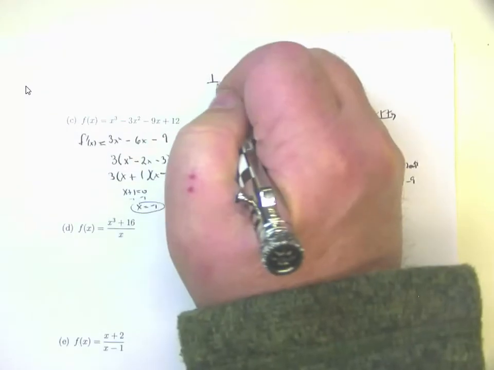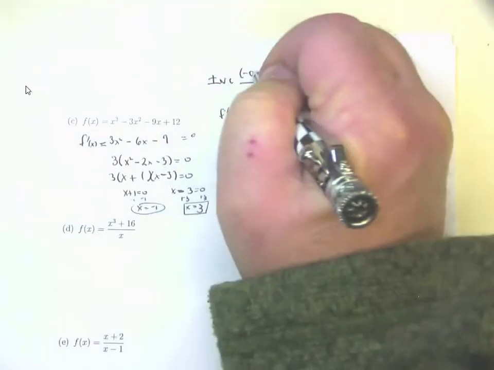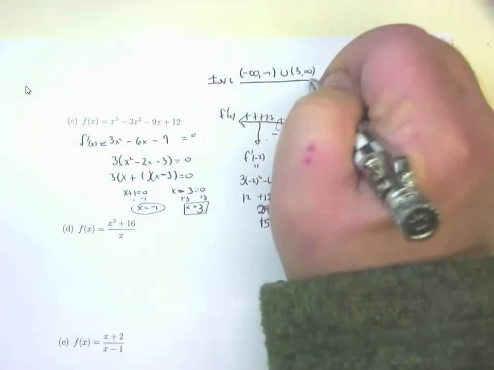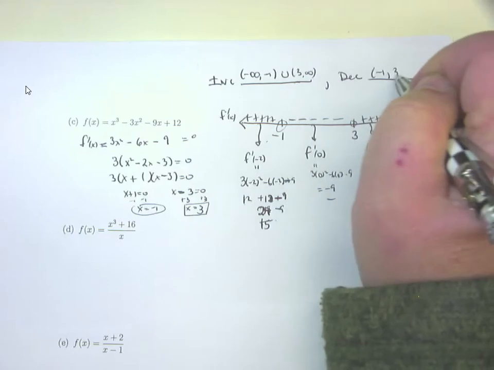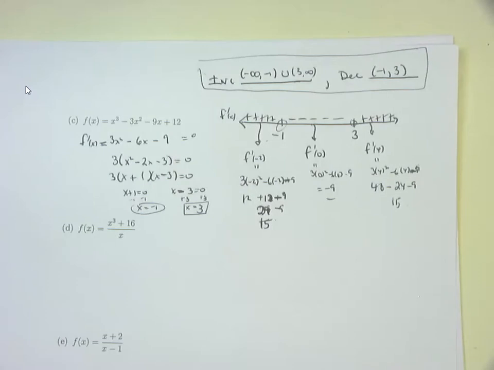My function is increasing on the interval between -infinity to -1, union 3 to infinity, and it is decreasing on the interval between -1 and 3. And again, just keeping an idea, I'm always using open parentheses on this stuff.